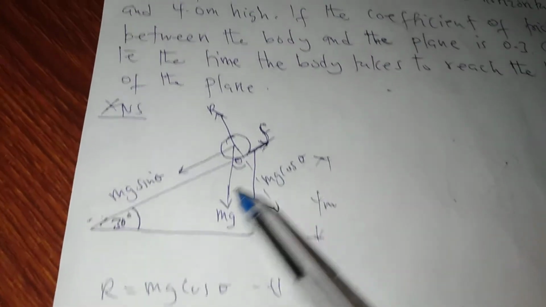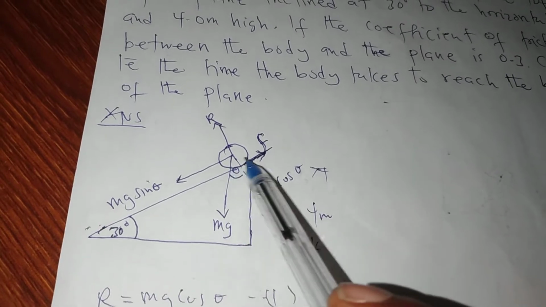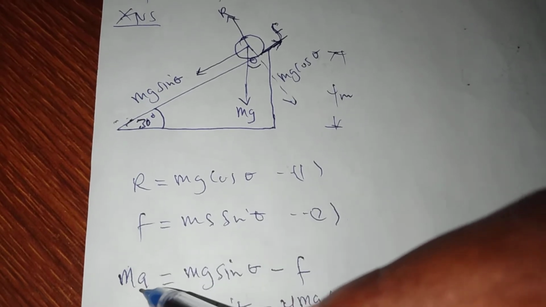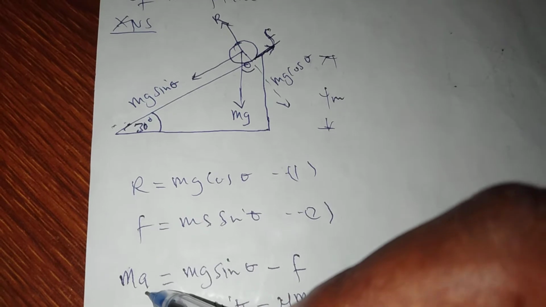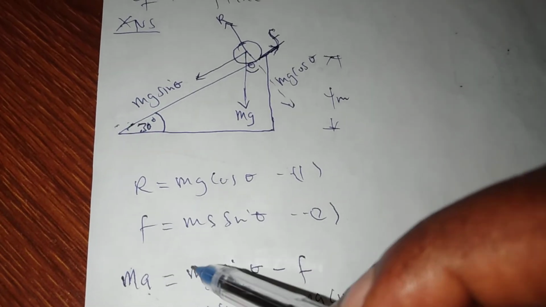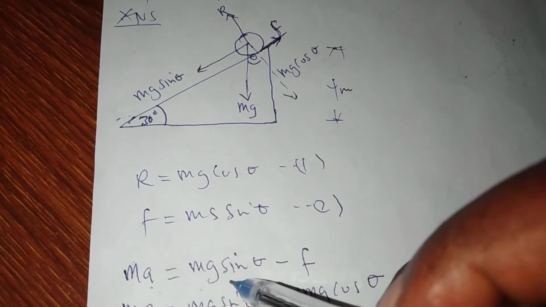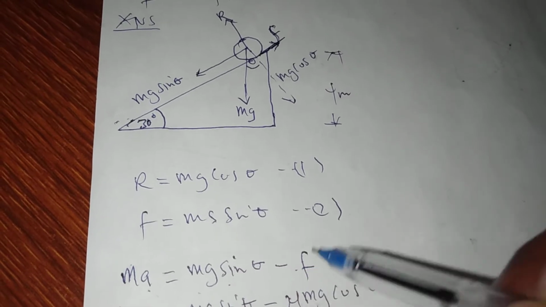Now, since the object is moving downward, it will have a resultant force. The resultant force, F, we are using mass times acceleration. So that resultant force is due to the acceleration of the object. It's going to be equal to the force due to the weight, which is inclined at an angle theta, minus the friction, since the friction is opposing the motion.